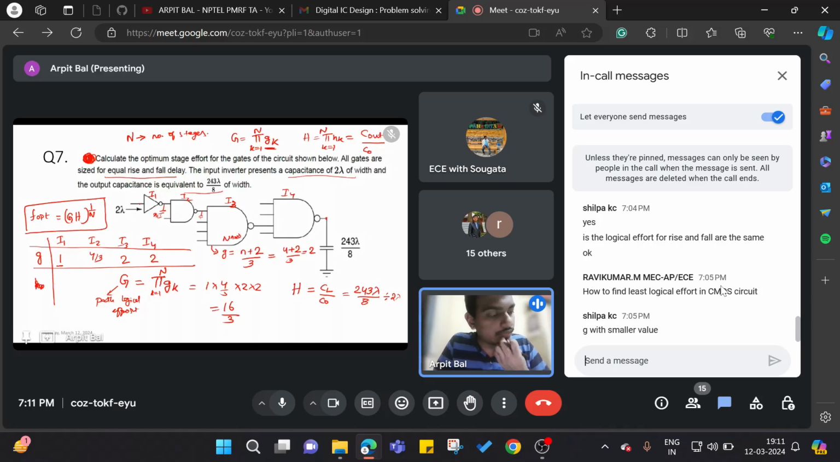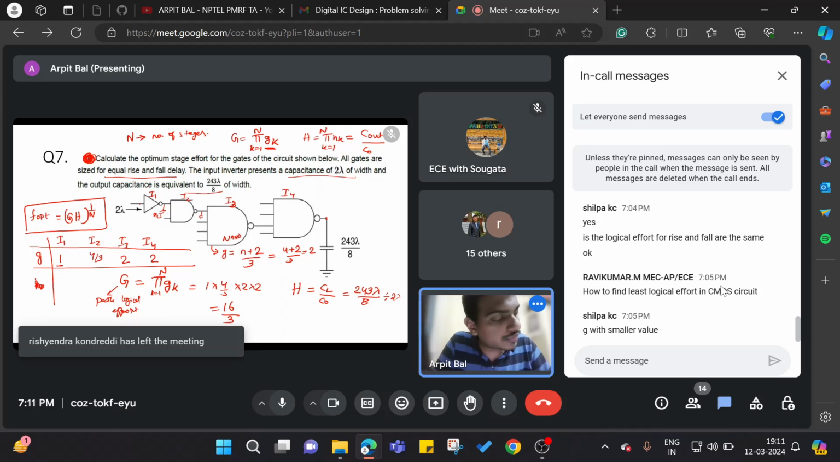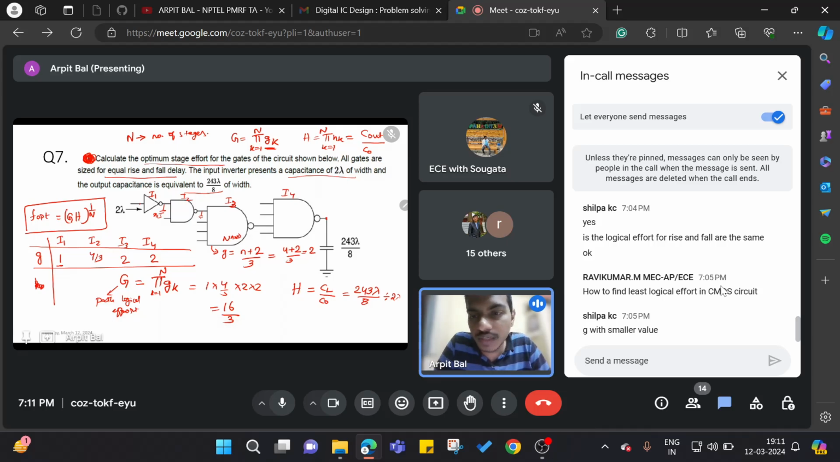Okay, then we were given a circuit and we were supposed to figure out the optimum stage effort for the gates. So F opt is (GH) to the power 1 by n, where G is the path logical effort and H is the path electrical effort. Path electrical effort is your CL by C naught. In this case it was 243 lambda by 8 divided by 2 lambda.